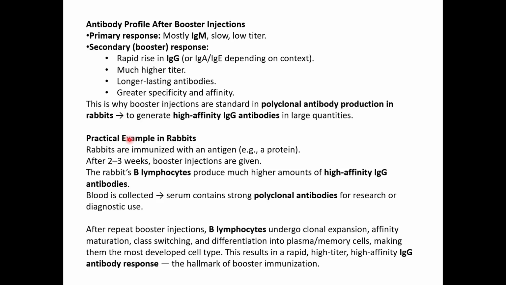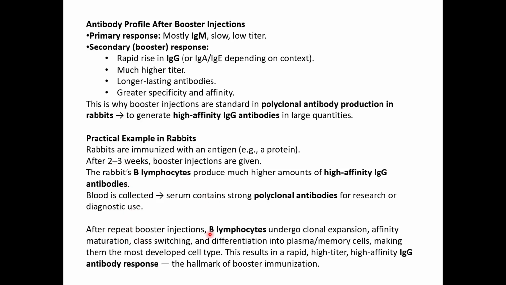So, a practical example in case of rabbits is, rabbits are immunized with an antigen, and after 2 to 3 weeks, that is the time in which your primary response develops, then we have booster injections given to them so that now the secondary response is generated, and the rabbits' B lymphocytes produce much higher amounts of high affinity IgG antibodies. Then the blood is collected, the serum will be rich in polyclonal antibodies, which can be purified and then used in research and diagnostics, etc.